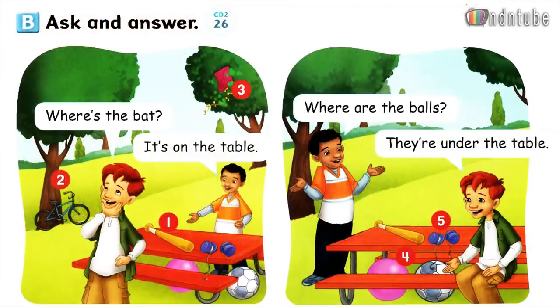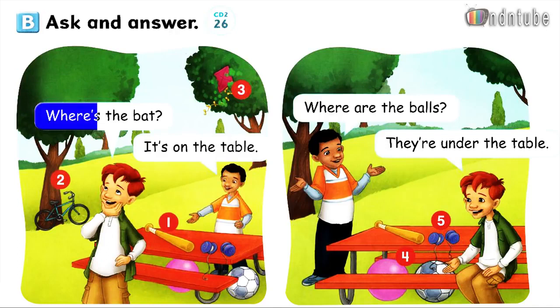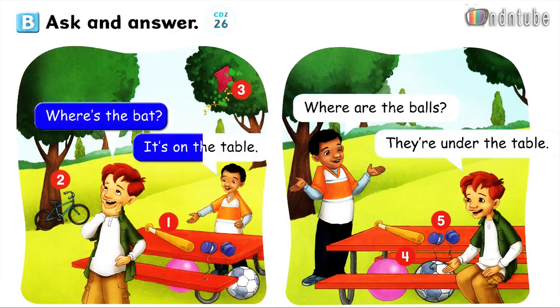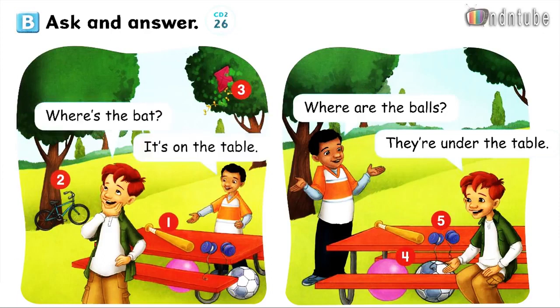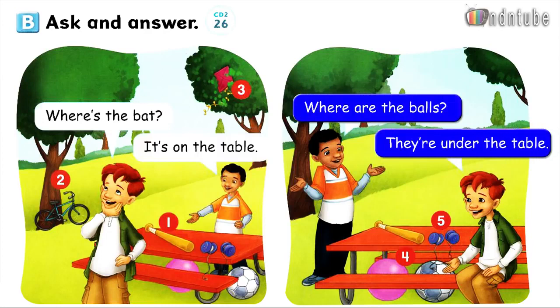Page 52. B. Ask and answer. Where's the bat? It's on the table. Where are the balls? They're under the table.